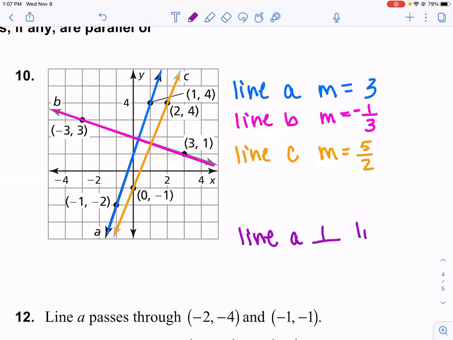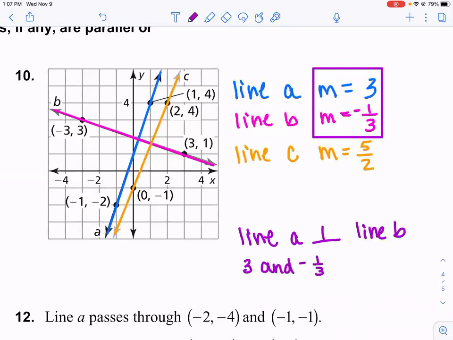Line A is perpendicular to line B. Colin, why? It's because if you flipped -1/3 around, it'll be -3/1, which is basically 3, if you just make it go in the same way. Okay, 3 and -1/3 are opposite reciprocals.